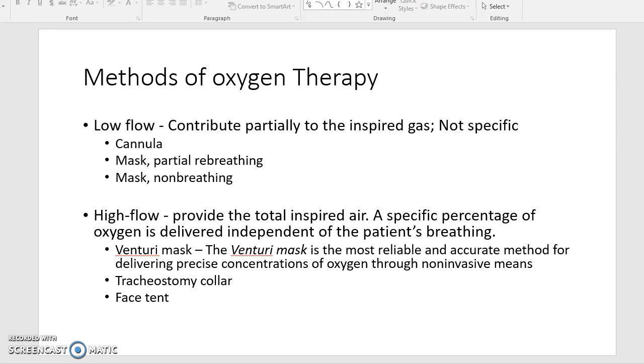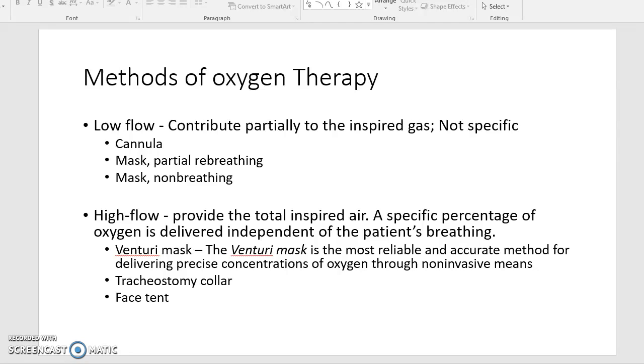An example is a nasal cannula, partial rebreathing mask, and a non-rebreathing mask. I have no idea what those are, except for the cannula. One thing about the low flow is that this air cannot be specific. They can't turn a dial and give this person a specific amount of oxygen.